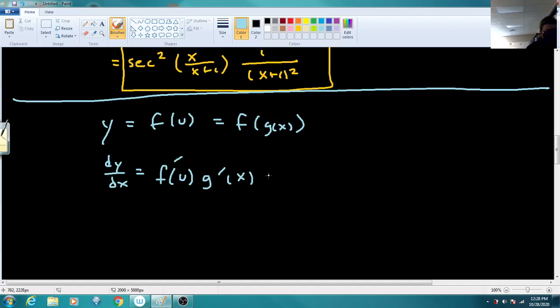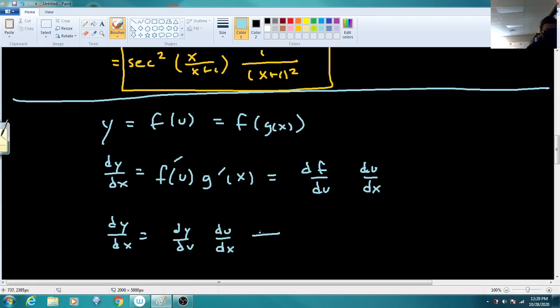So in Leibniz notation, this looks like df/du, and then du/dx. So we could say the chain rule in Leibniz notation, dy/dx, would be dy/du times du/dx. So this is the chain rule in Leibniz notation.